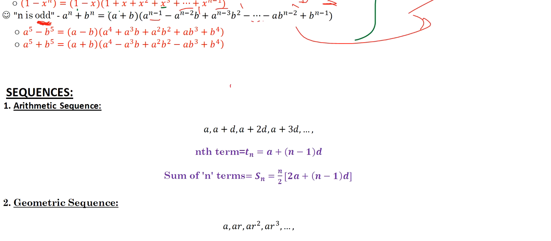Okay, so all the basics things which have been discussed, put them in a separate note and take everything in it. Okay, they are going to be helpful.